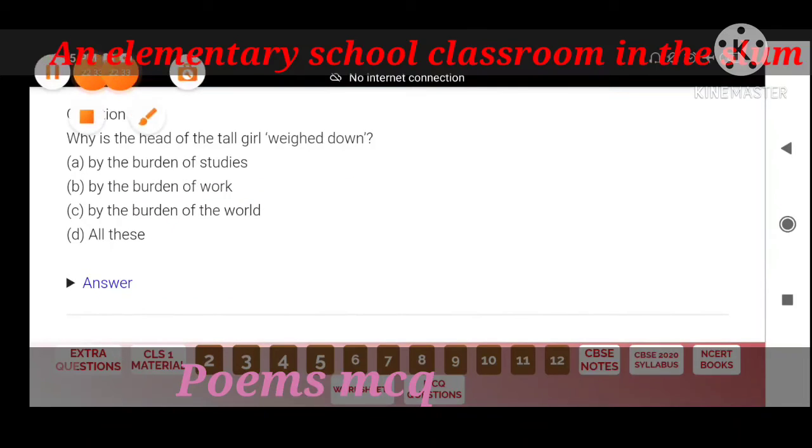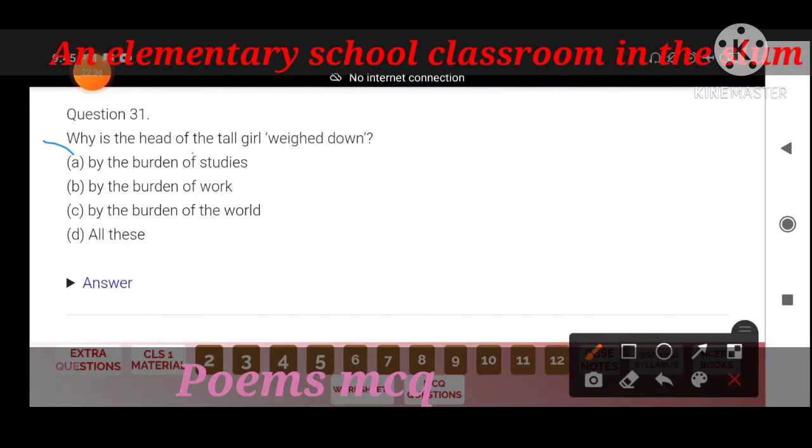Why is the head of the tall girl weighed down? By the burden of studies, by the burden of work, by the burden of the world, or all of this? So answer is by the burden of the world.